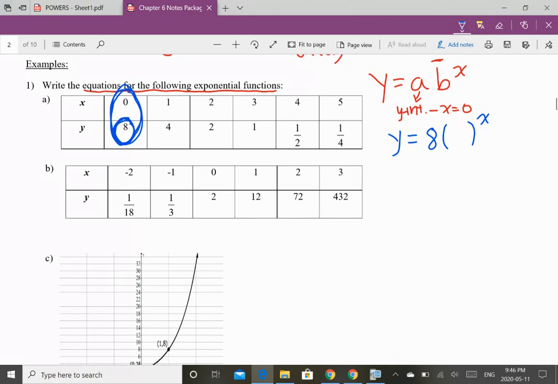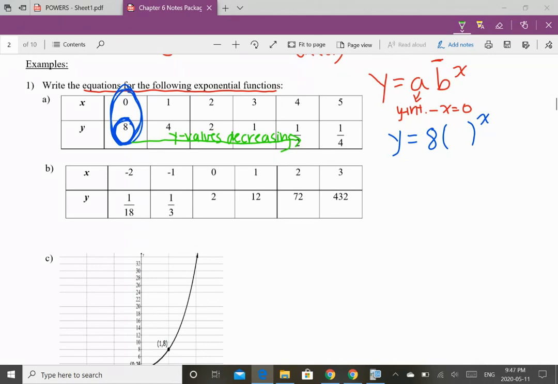Now, let's look at what our base is going to be. Let's have a look at what the y values are doing here. Our y values are 8, 4, 2, 1, 1/2, 1/4. Here's what I notice is happening. As we are going through x values into quadrant 2, they're getting bigger, and the y values are getting smaller. The y values are decreasing. That tells me that we have exponential decay here.